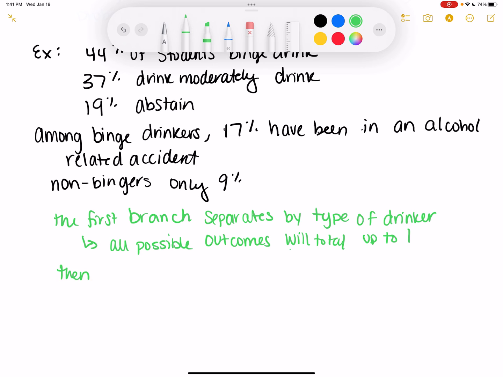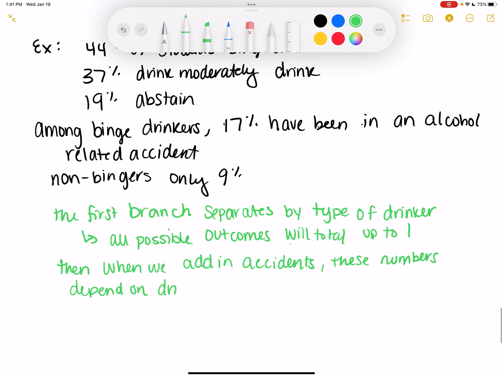Then, when we add in accidents, these numbers depend on drinking behavior, like binge or moderately, or none. Maybe it's aggressive behavior.